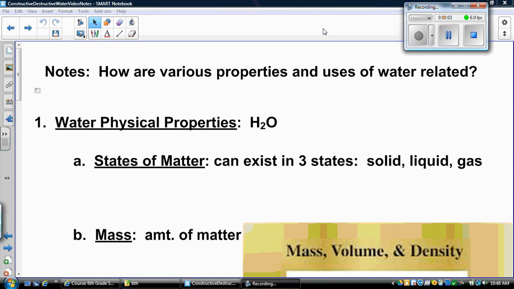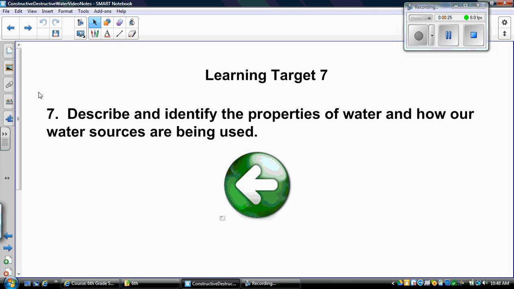Okay, now that we've talked about how the surface of our Earth can be changed by destructive and constructive forces, we're going to switch and talk about one of the main forces that causes those changes to the Earth's surface, which is water. So our essential question today is, how are various properties and uses of water related? This is Learning Target 7: describe and identify the properties of water and how our water sources are being used.